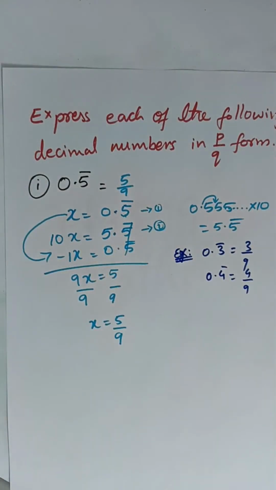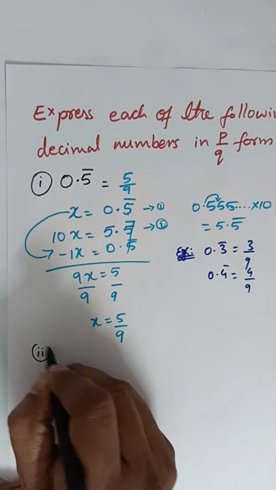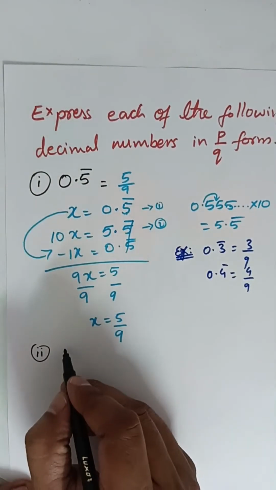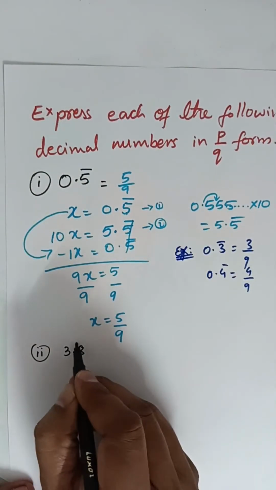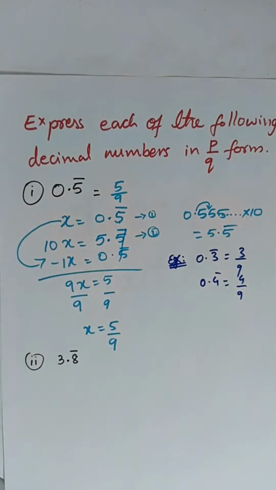Now let's see a bar question, but of a somewhat different type. Here we have 0, here we don't have 0, we have 3.8 bar. So for this also, let me tell you first.